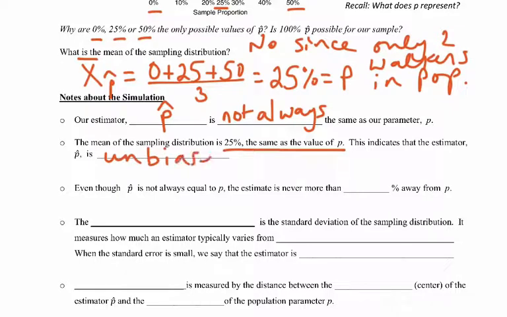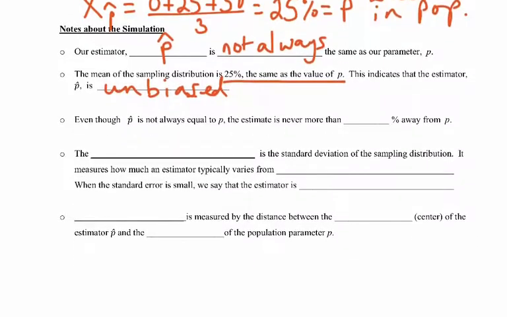And there's a lot of theory behind where this comes from. Don't worry about any of that right now. Just kind of take my word for it. So if the mean for the sampling distribution is the same as the true population parameter, that means that our estimator is unbiased. Even though p hat is not always equal to P, notice that the estimate was never more than 25% away from P.